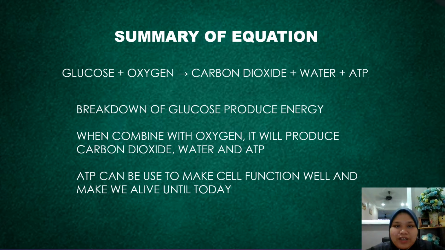The first question I received for my case study report is the summary of equation. Let's redo the equation and make it short. The equation for aerobic respiration is glucose plus oxygen becomes carbon dioxide plus water and also ATP. Where does the glucose come from? It comes from what we eat, because glucose is something we call sugar. We eat sugar from rice and it acts as glucose.